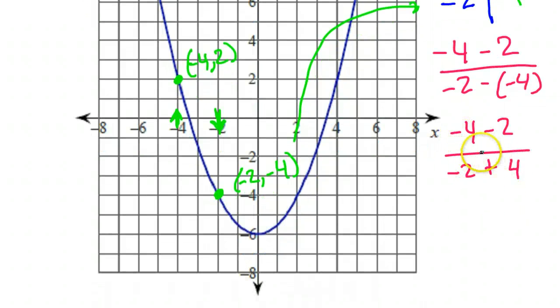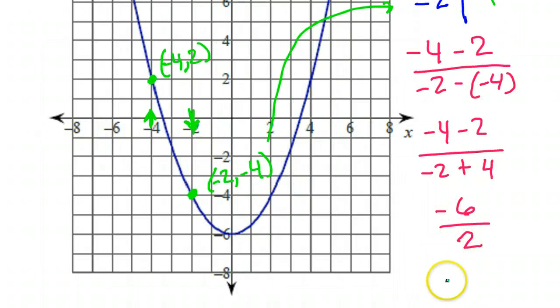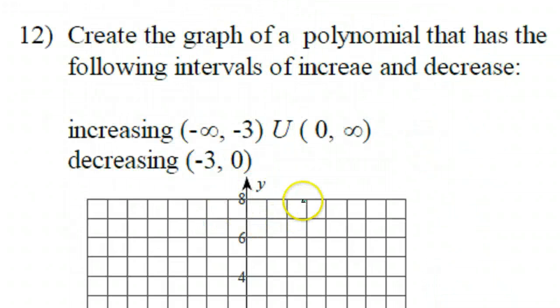All right, feel free to use your calculator if you need it. But negative 4 minus 2 is negative 6, and negative 2 plus 4 is 2. Okay, divide this out and you will get negative 3 for your rate of change. All right, this seems like a fun problem.